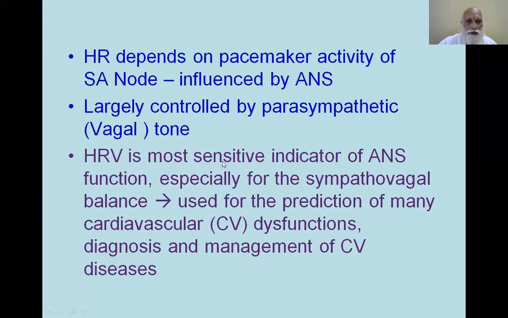Heart rate variability is the most sensitive indicator of autonomic nervous system function, especially for the sympathovagal balance. Then this is used very effectively for the prediction of many cardiovascular dysfunctions, and for the diagnosis and management of cardiovascular disease. So these days, HRV is often used for assessing cardiovascular functions.